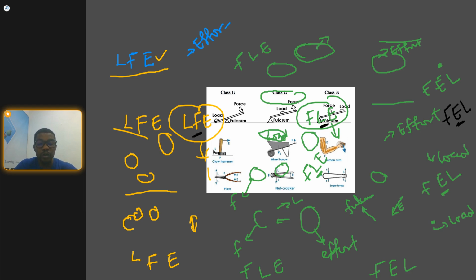So this is the code for you to retain the classes of lever.